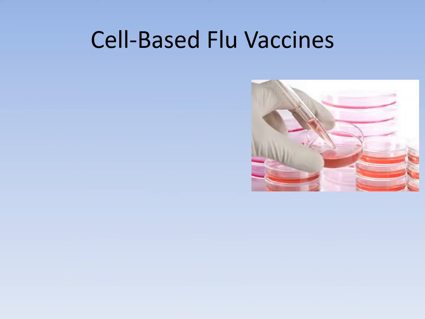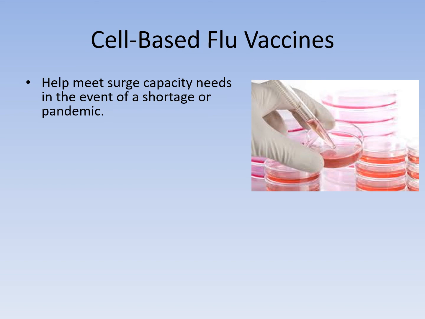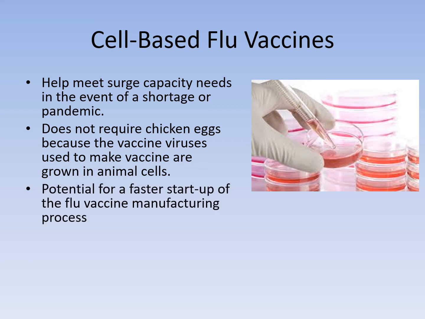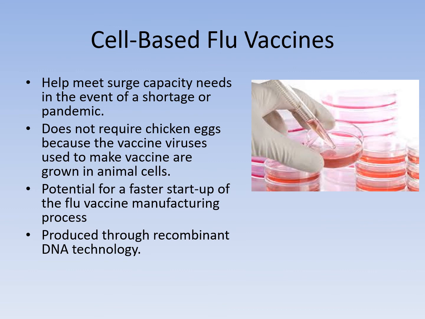So, if there were a pandemic and you needed to generate more flu vaccine, we would then turn to cell-based flu vaccines. Basically, these are vaccines that are produced by animal cells. It involves sort of a closed-loop bioreactor in place of millions of eggs, and it's produced not with chicken eggs, but with animal cells, specifically using something called recombinant DNA technology.